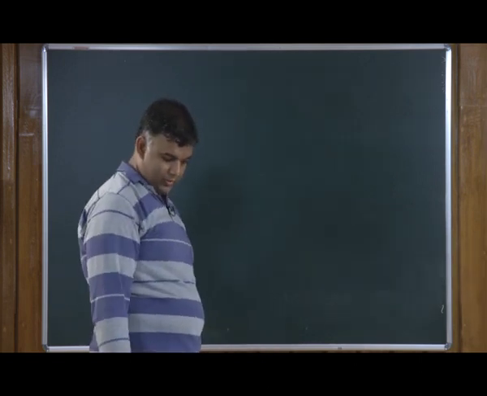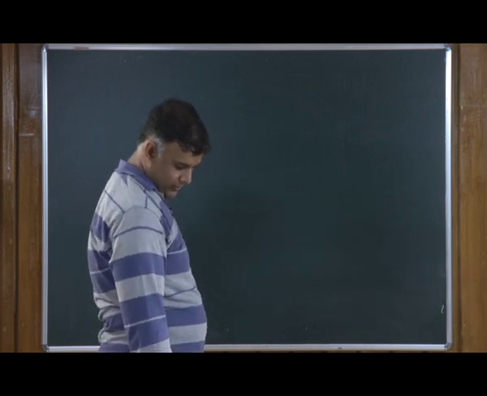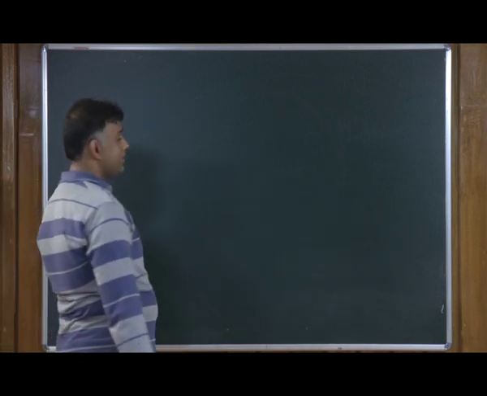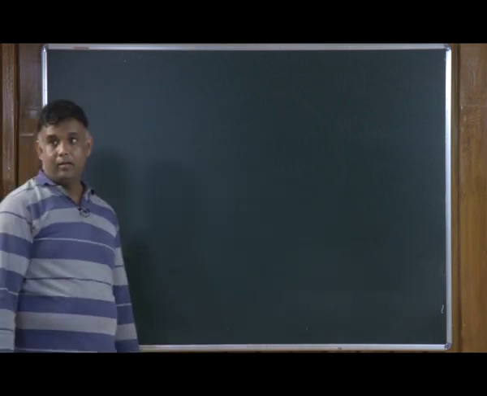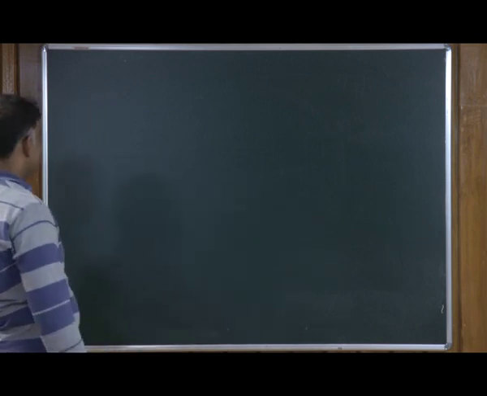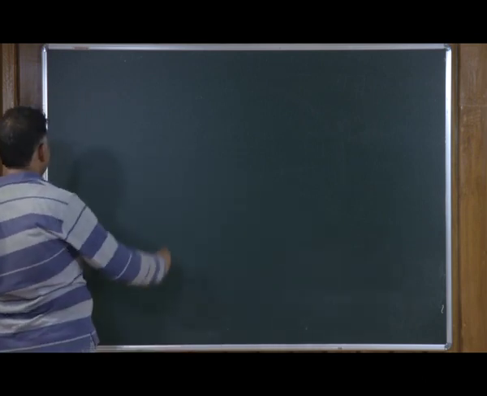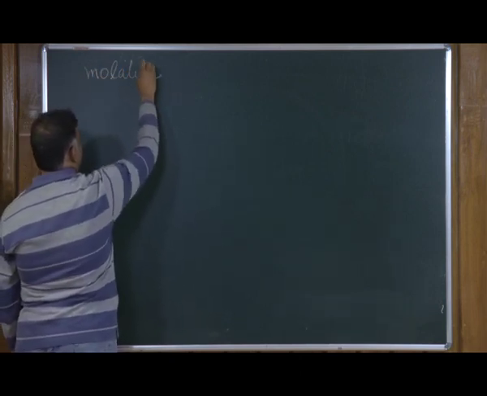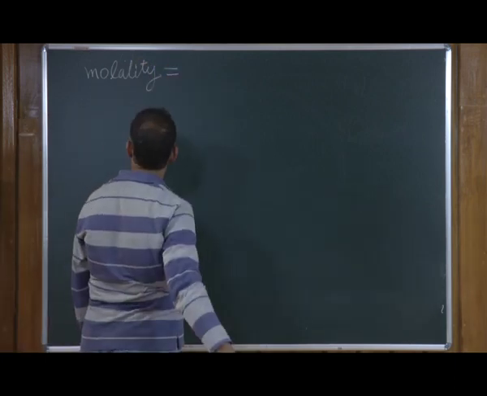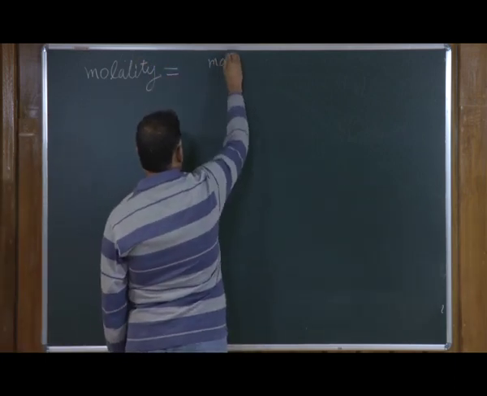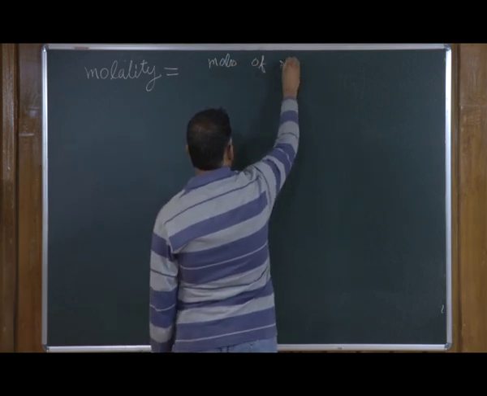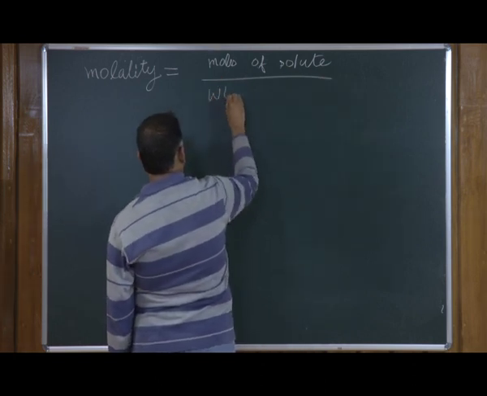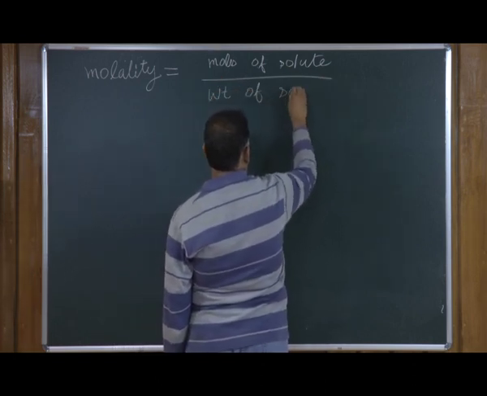The question is, calculate the mass of urea required in making 2.5 kg of 0.25 molar aqueous solution. So, he is asking to calculate the weight required for a given molar solution. The molality is given. So, let us look at the definition of molality first. Molality is moles of solute divided by weight of solvent.